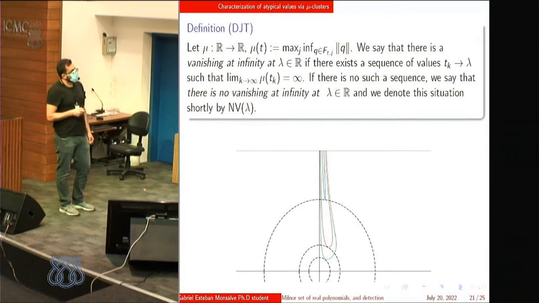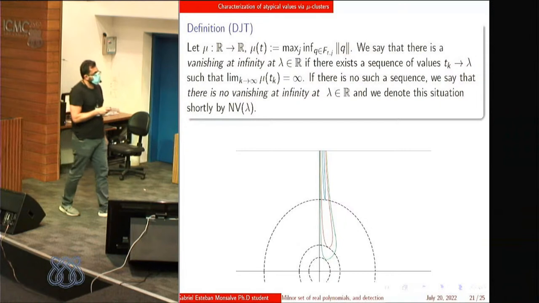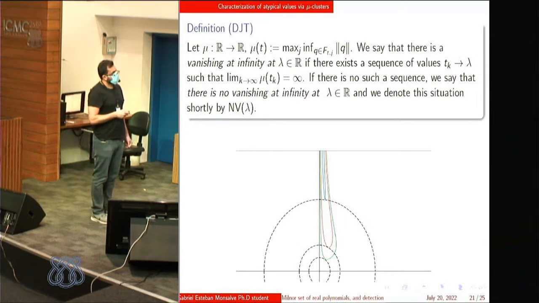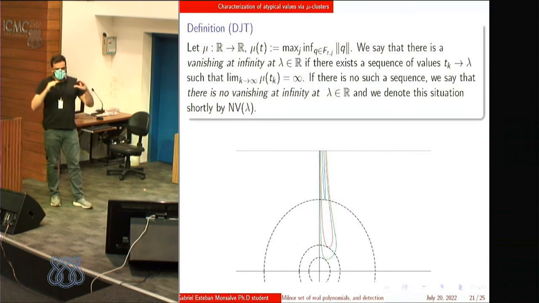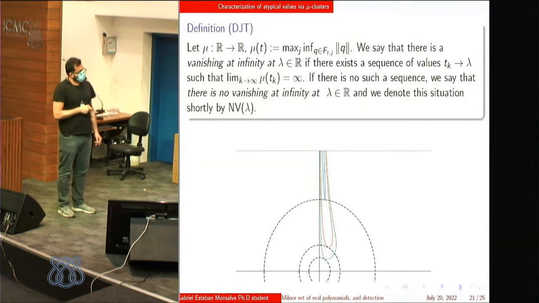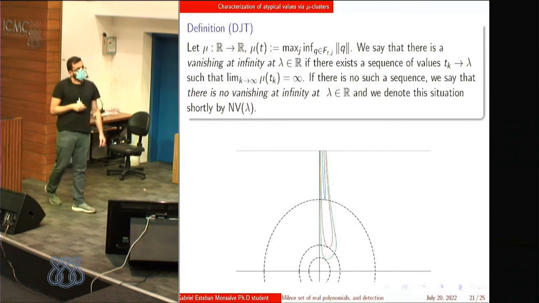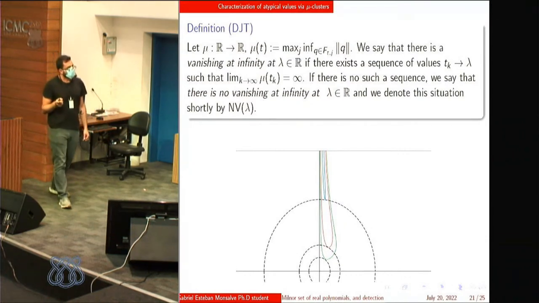If I take some T that is close enough to lambda, I'm going to take the fiber, the green fiber that we can see here, and this green fiber is going to be outside some circle. Then as I get closer to lambda, that fiber is going to be outside a bigger circle, and just keep going like that. So in some sense, the circles are sending all the fibers to infinity, and at the point where T goes to lambda, the fiber just vanishes, as the name says. Not the fiber, in fact, the connected component is vanishing. So it's called vanishing at infinity.